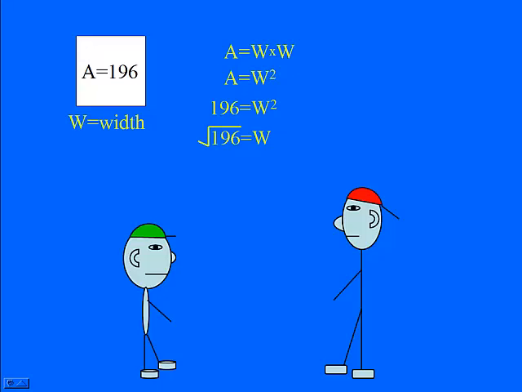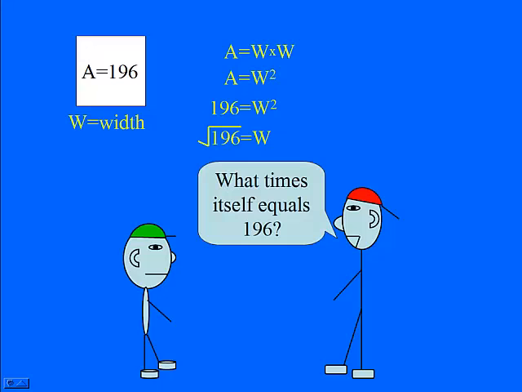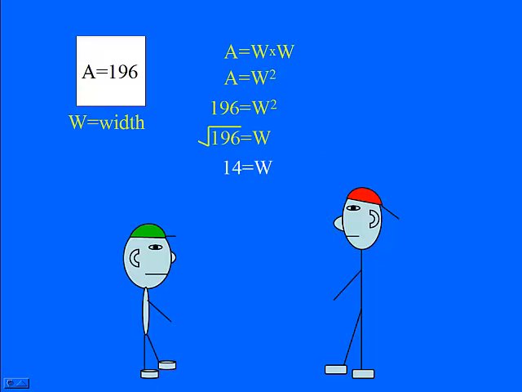W is the square root of 196. Let's see if we can figure out what this is. What times itself equals 196? The answer is 14. So now we have our width.